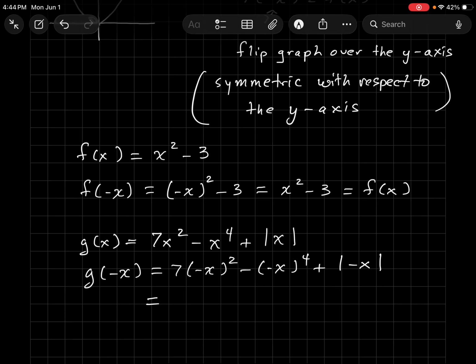And then we simplify correctly, so anything squared becomes positive, then minus, right? The exponent comes before the multiplication of the negative 1. So I have negative x all to the fourth, which is positive x to the fourth, and then we still have this minus sign here. And then absolute value of anything just makes whatever I have positive. And notice that g of negative x is exactly the same as g of x. Since these two are the same, we have even symmetry.